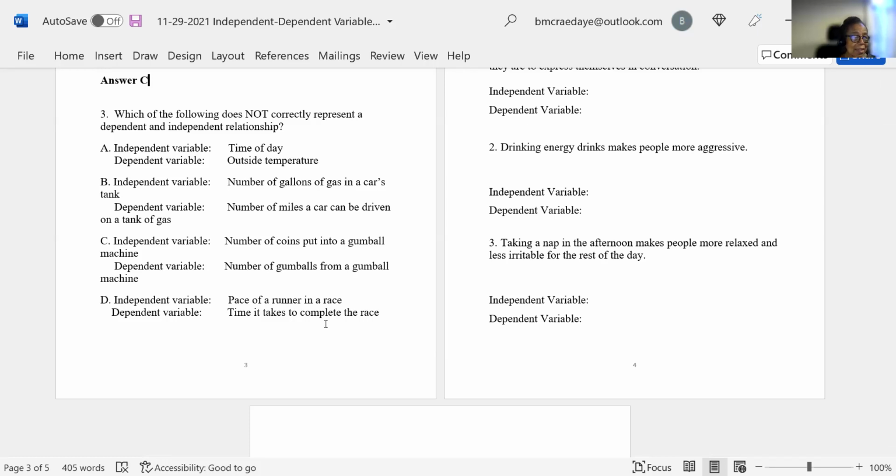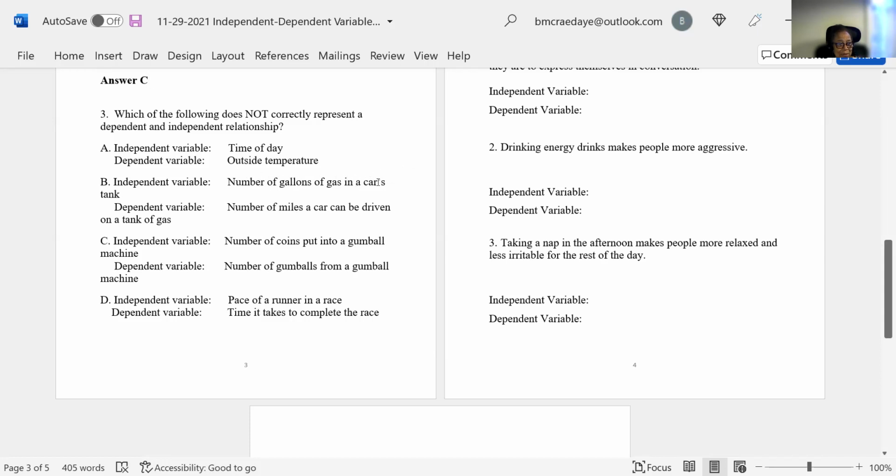So it's not the number of miles that can be driven on a tank of gas. It's just the number of miles a car can be driven. You don't need a tank, so that makes it not a good relationship. If you just said number of miles a car can be driven, then it would be. Yeah, I understand now, because you had number before gallons of gas. Right. Yes, because you could get so many miles per gallon, right?